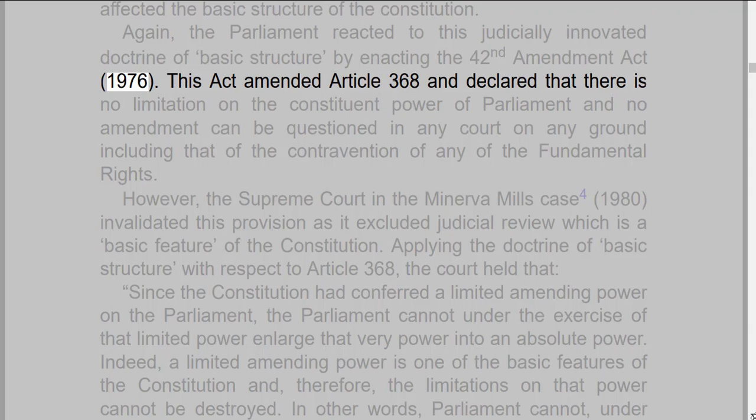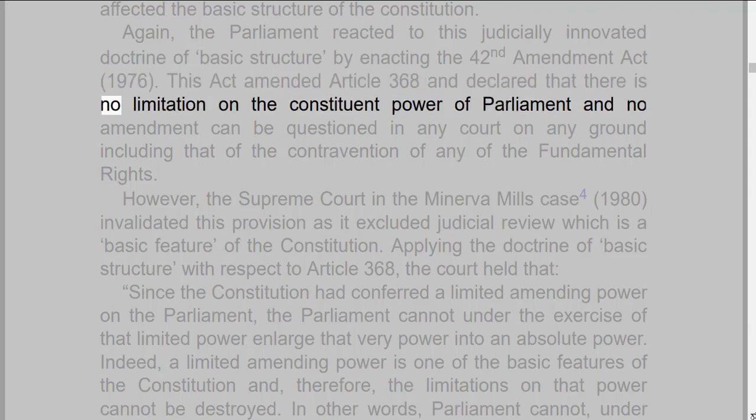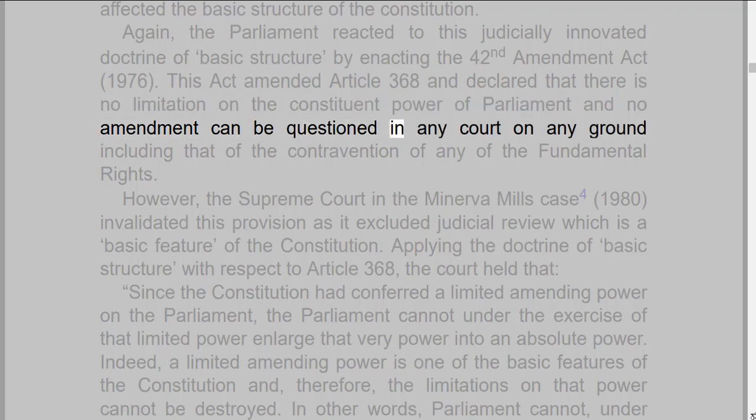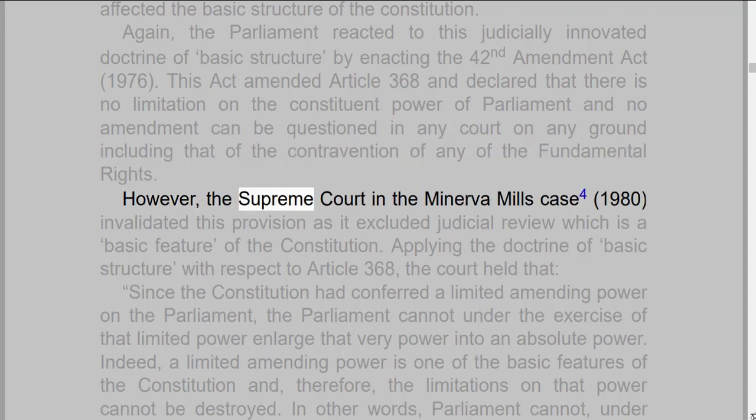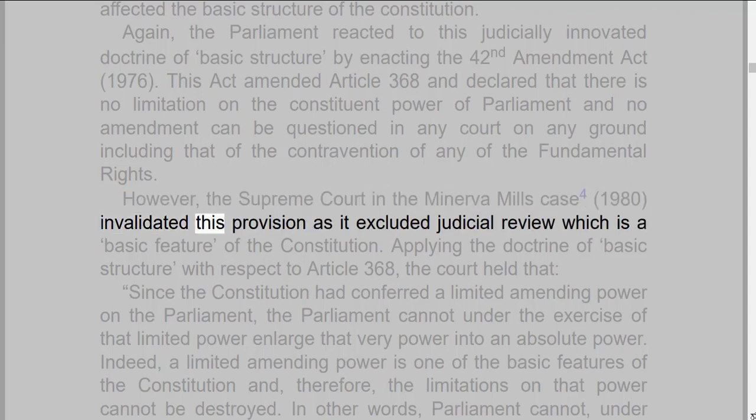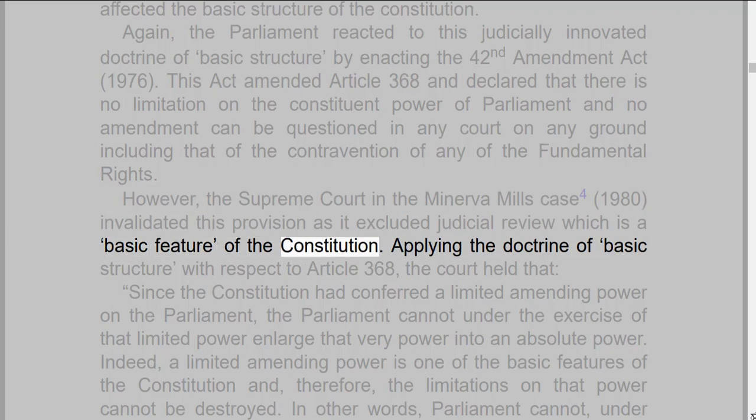Again, the Parliament reacted to this judicially innovated doctrine of basic structure by enacting the 42nd Amendment Act, 1976. This act amended Article 368 and declared that there is no limitation on the constituent power of Parliament, and no amendment can be questioned in any court on any ground including that of the contravention of any of the fundamental rights. However, the Supreme Court in the Minerva Mills Case 4, 1980, invalidated this provision as it excluded judicial review, which is a basic feature of the Constitution.